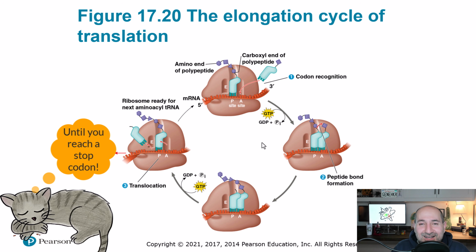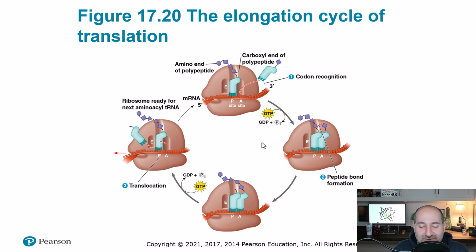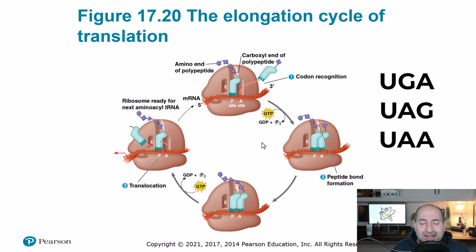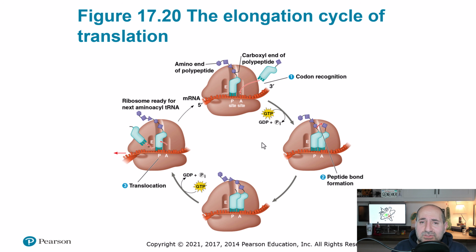Right, we reach a stop codon. Do you guys remember the stop codons? UAA, UAG, UGA. Any one of those three stop codons will bring a stop to elongation. But remember, elongation can go on and on because these amino acid chains can get quite long, right? Proteins can be hundreds or sometimes thousands of amino acids long, okay?